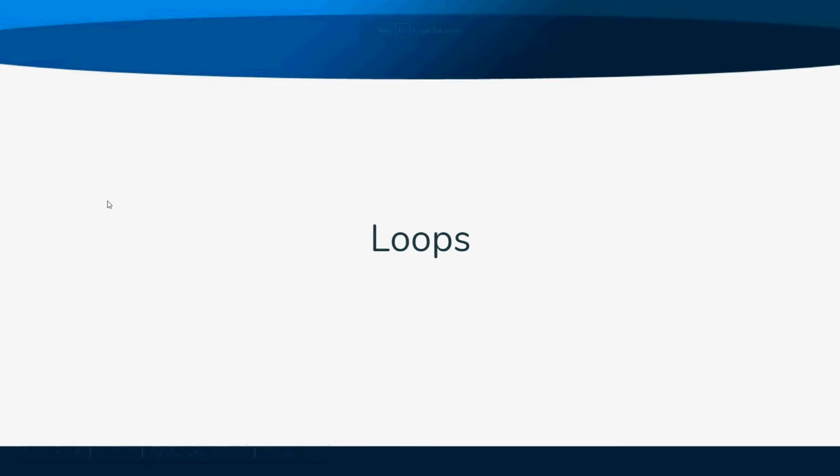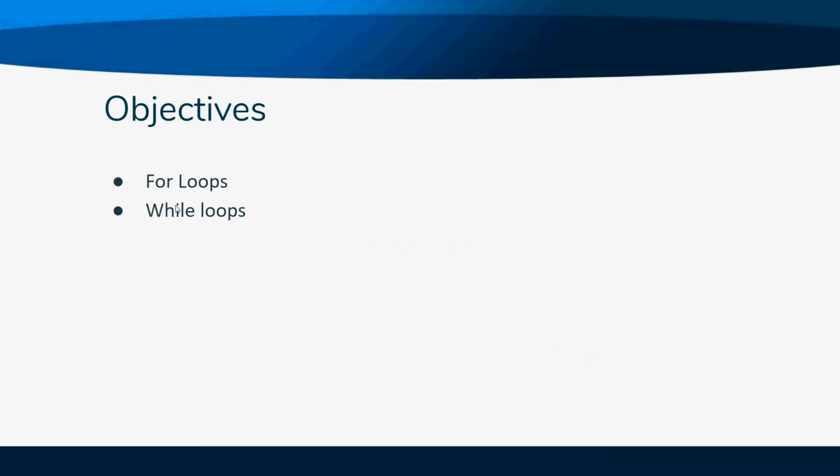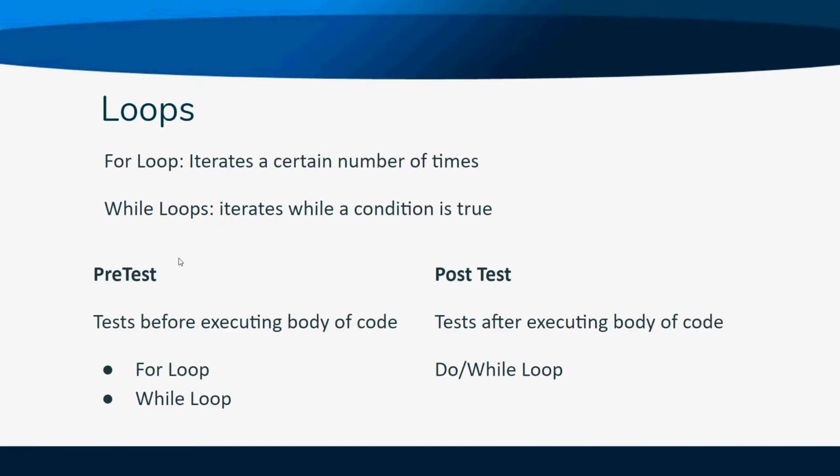So we're going to continue on with our control structures, and we're going to talk about loops. There's a couple of different kinds of loops. Loops just cause your code to repeat over and over again. We're going to talk about a for loop and a while loop. A for loop iterates a certain number of times, whereas a while loop iterates so long as some sort of condition is true.